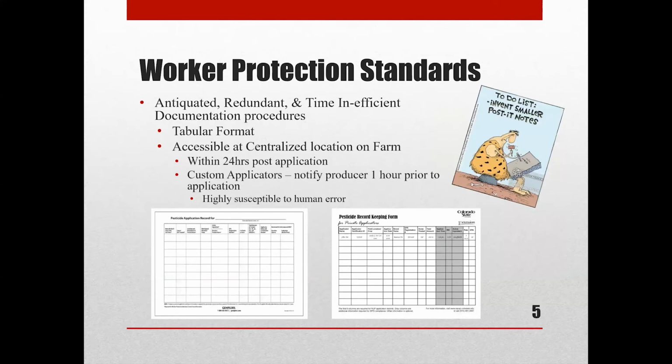Today's worker protection standards rely on a documentation procedure that is antiquated, redundant, and time inefficient. It utilizes a tabular format. It has to be accessible at a centralized location on the farm. However, that tabular format is usually turned in at the end of the day, at which point it is then accessible. It is redundant because, with today's technology implemented in precision agriculture, this information is being collected in a digital format within the field computers that currently reside within equipment such as sprayers and tractors.